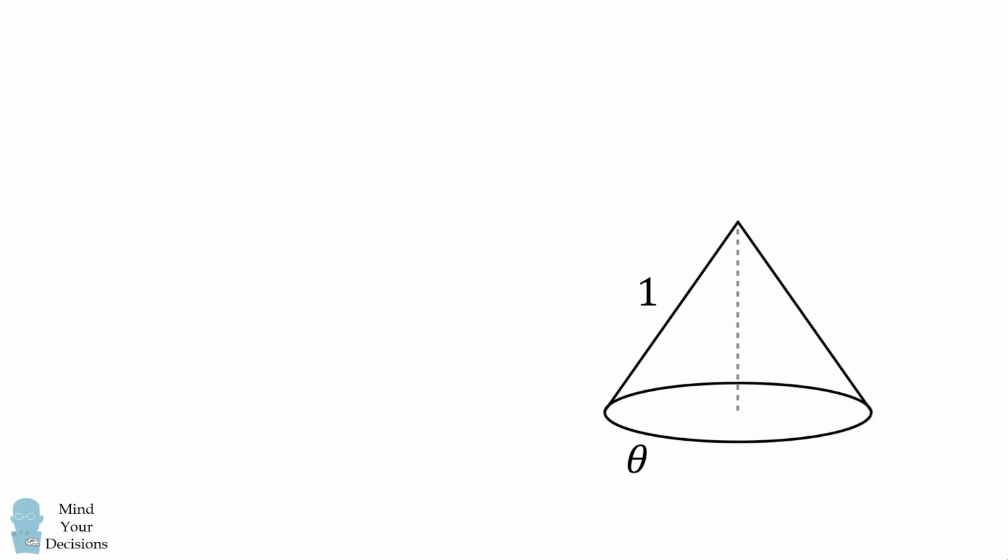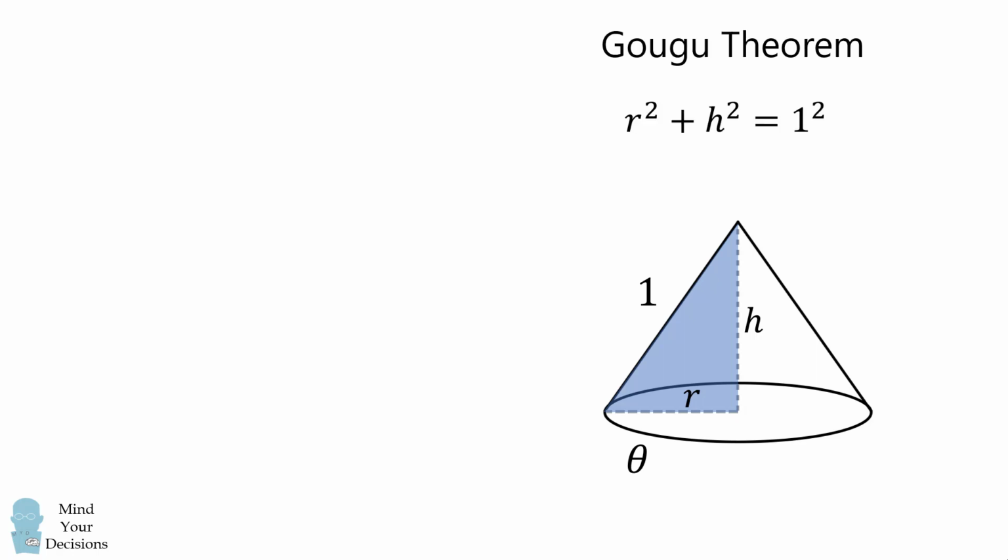Now focus on just the cone. We'll label the radius of the base as r and the height of the cone as h. We have a right triangle formed between the radius, the height, and the slant height. We can thus use the Pythagorean theorem to determine that r squared plus h squared is equal to 1 squared. We then solve this equation for r squared.